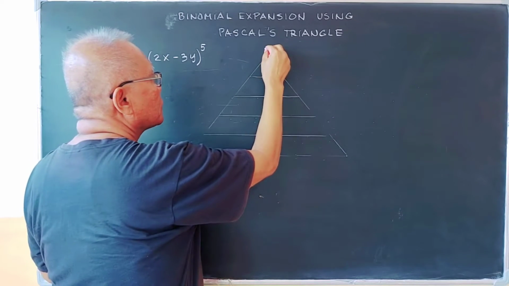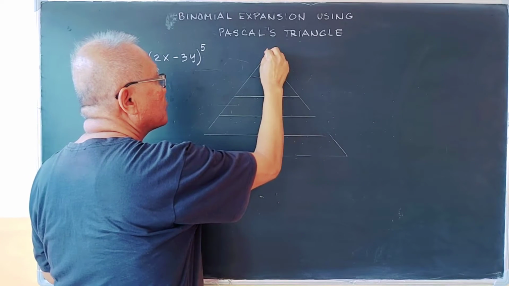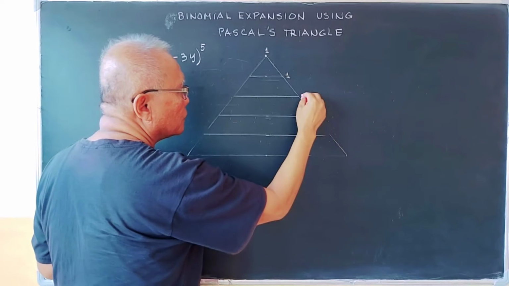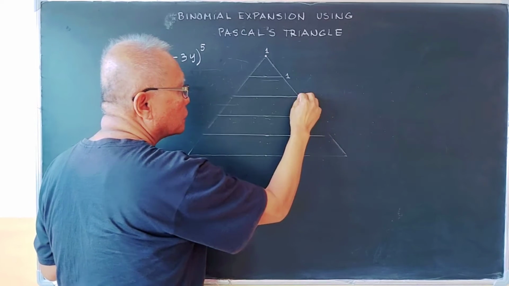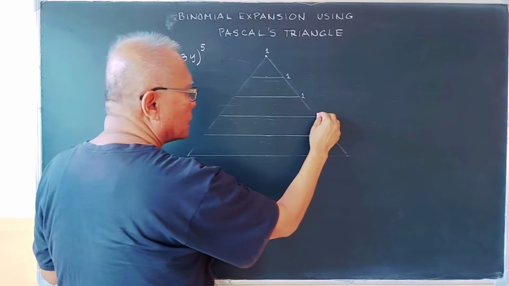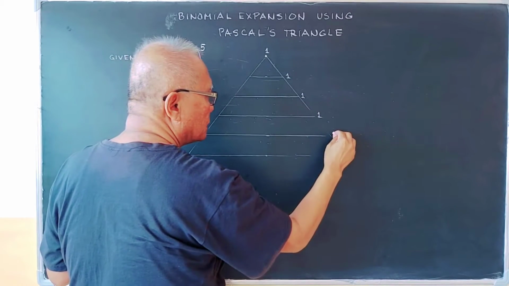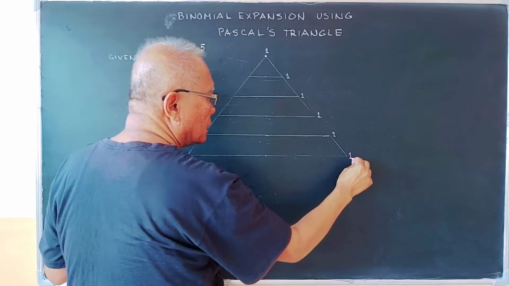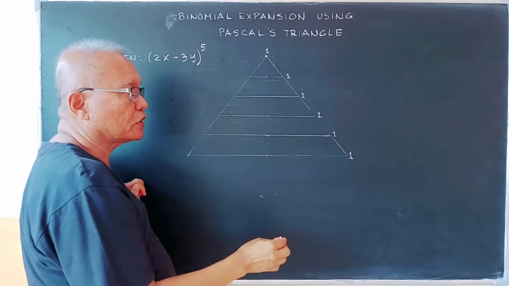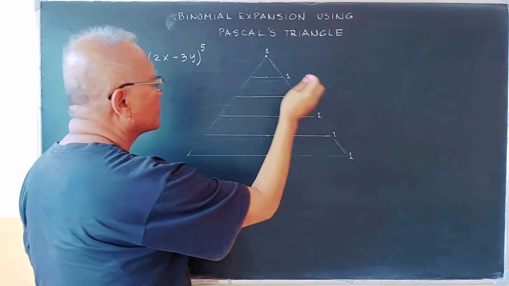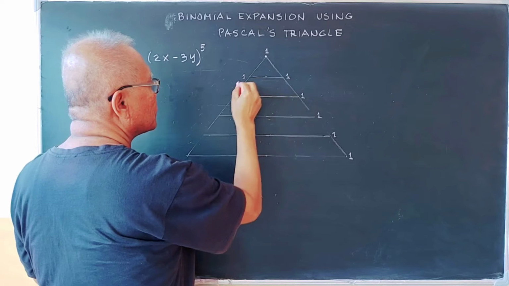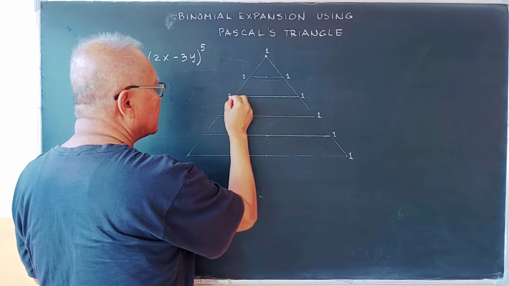Then first we put the 1 here. On the very top we have the 1. Everything on the sides will be 1. That will be the last point here, 1, and 1 here. That is the numerical coefficient of the last term. Now here, the numerical coefficient of the first term will also be 1.